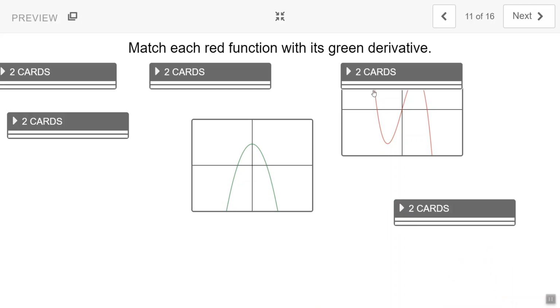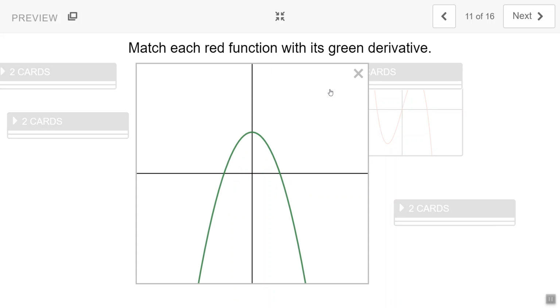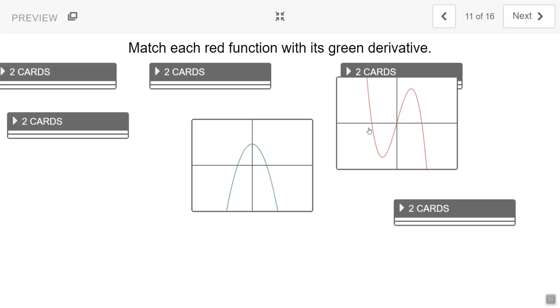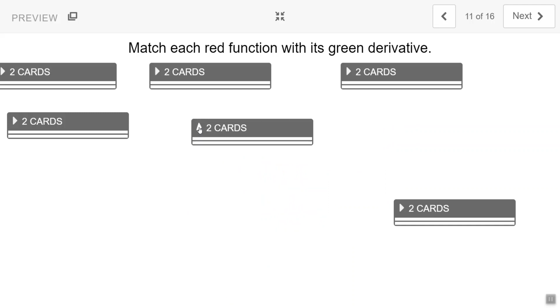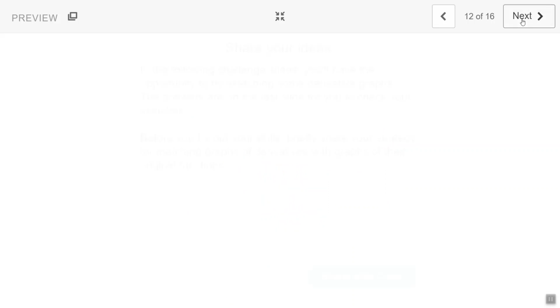Okay, so this one right here, slope's negative to start, right? Then it gets to 0, goes positive from here to here, back to 0, and then negative. So this has to match. These two have to match. Okay? So let's see where we're at next.